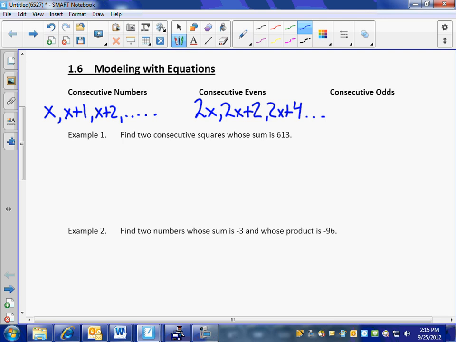Gotta skip the odds, right? Okay, so if I make a number even, say 2x, what would I do to it to then make it odd? Add 1.